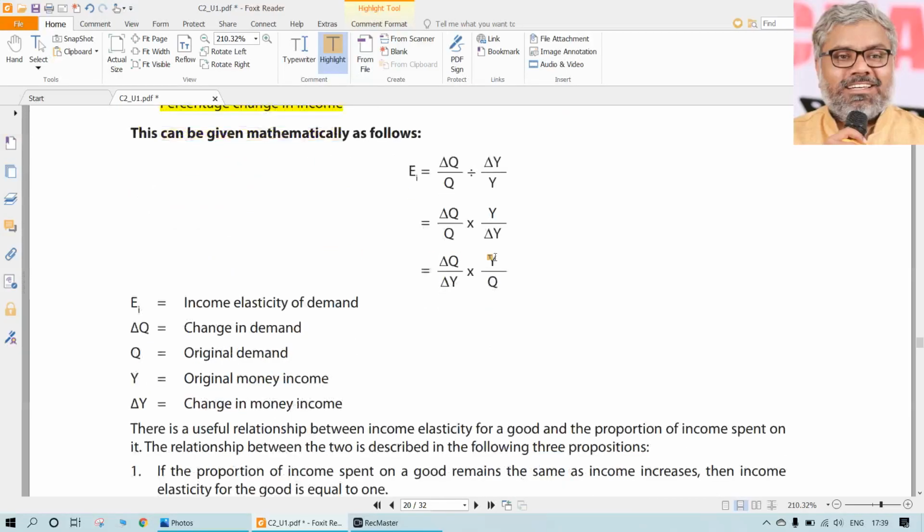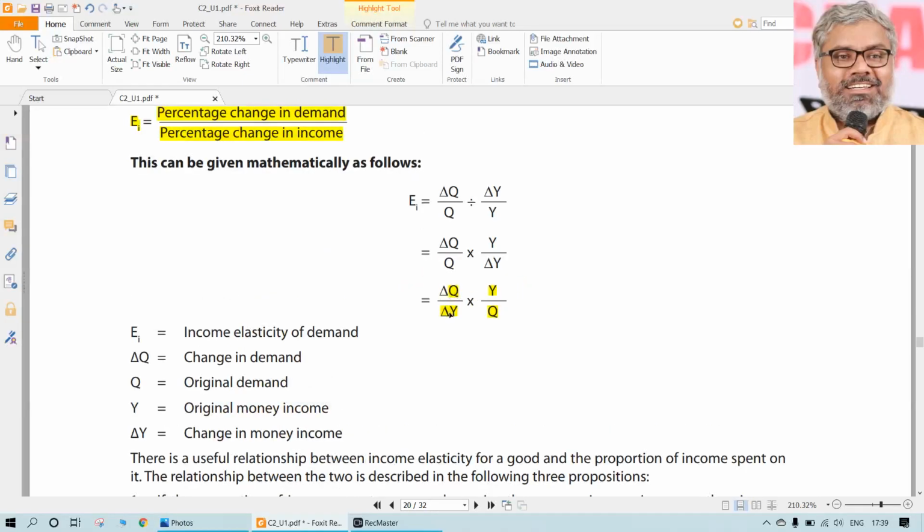Once again, if at all we need a formula for that, this can be considered as the formula for it, ultimately, finally. So delta Q divided by delta Y. Delta Q means change in the quantity, only change in the quantity, divided by delta Y, which means change in the income, multiplied with Y, which means original income, Q means original quantity. So same like price elasticity of demand, the formula is not different.